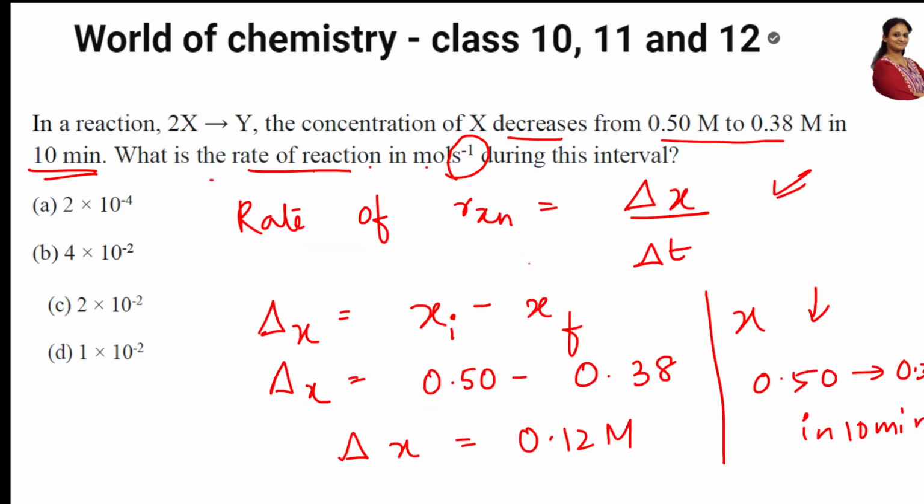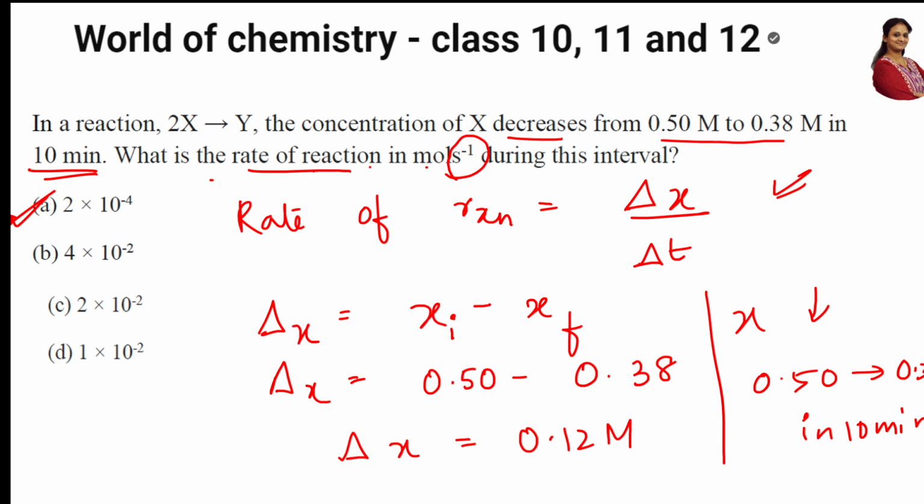Let us go back and see the option. Yes, the option is 2 into 10 raised to the power of minus, how much did I get, students? I got 2 into 10 raised to the power of minus 4, right? So A is the correct answer. All right.